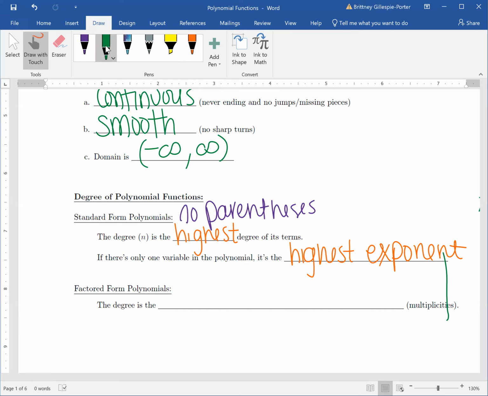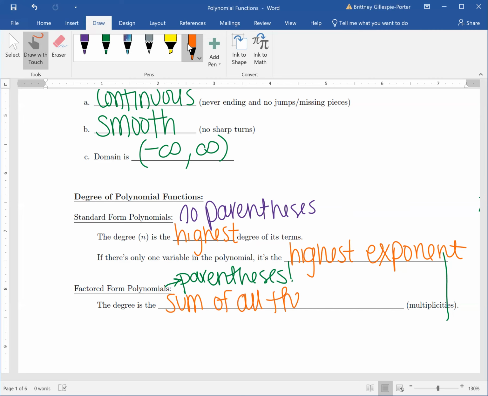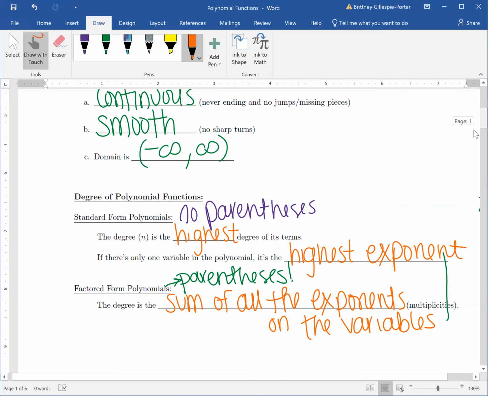If we have a factored form polynomial, and we know we have factored form because there are parentheses, factored form, parentheses, the degree is the sum of all the exponents, and if you want to be specific, we mean on the variables. The exponents are going to wind up being the multiplicities when we're talking about factored form.